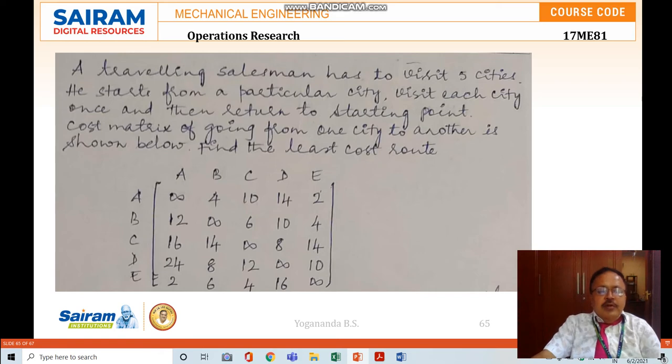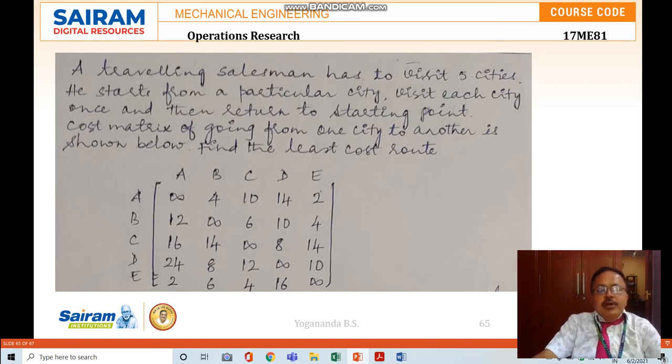If he starts from city A to city A, there is no cost involved. Similarly from city B to city B, there is no transportation cost involved. So diagonally we have no cost. If the traveling person goes from A to B, the transportation cost incurred is 4 units of currency. From A to C, it is 10 units. From A to D, 14 units, and so on.